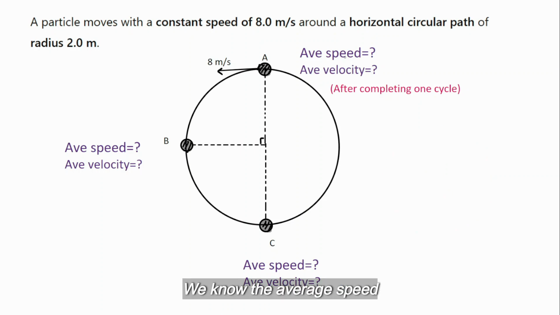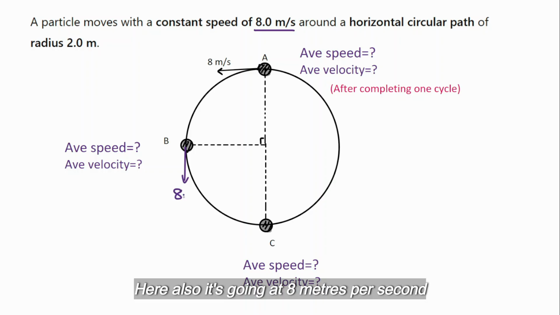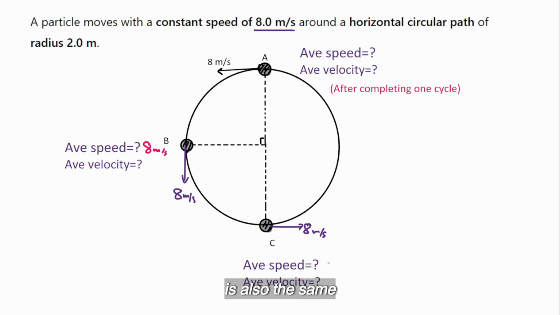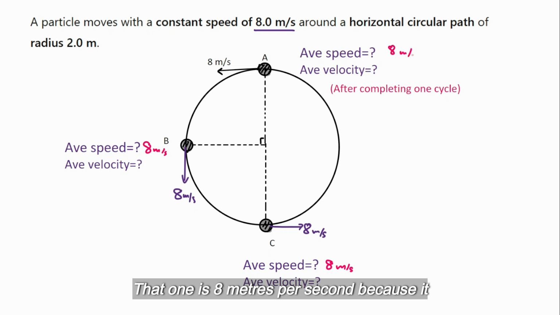We know the speed of this particle is 8 meters per second. It's going at 8 here. Here also it's going at 8 meters per second. Here it's going at 8 meters per second like that, and it comes back to this point. The answer for the average speed, here it's 8 meters per second. Here is also the same. And that one is really easy. That one is 8 meters per second because it's constant.